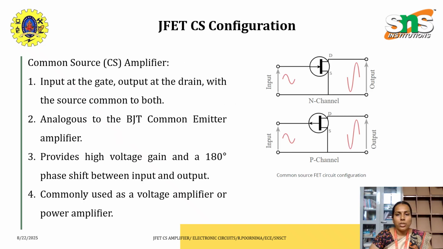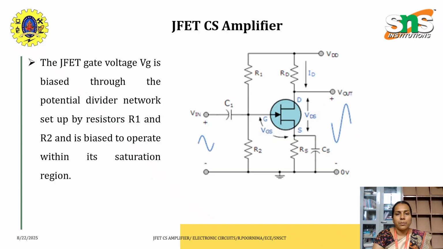And let's see the common source configuration. In this, the input signal is applied to the gate terminal and the output is taken across the drain terminal. So source is common to both input and output. It is analogous to the common emitter amplifier in BJT, where we get a high voltage gain and 180-degree phase shift between input and output, due to the inversion of the input and output waveforms. So JFET common source amplifiers can be used as voltage amplifiers or power amplifiers.